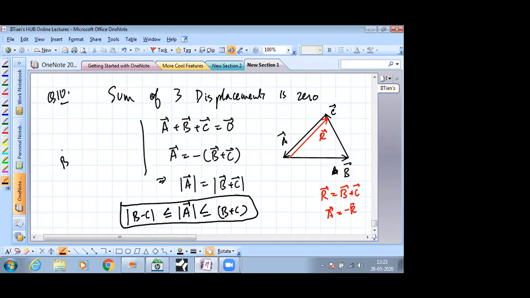That's the minimum maximum concept, that the resultant sum of two vectors has a maximum possible value of B plus C and a minimum possible value of the difference. Okay. So based on this, let us look at the options.